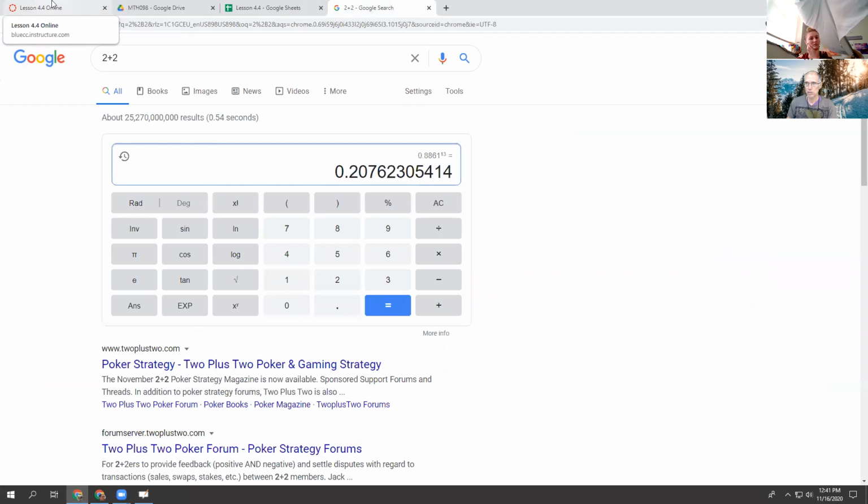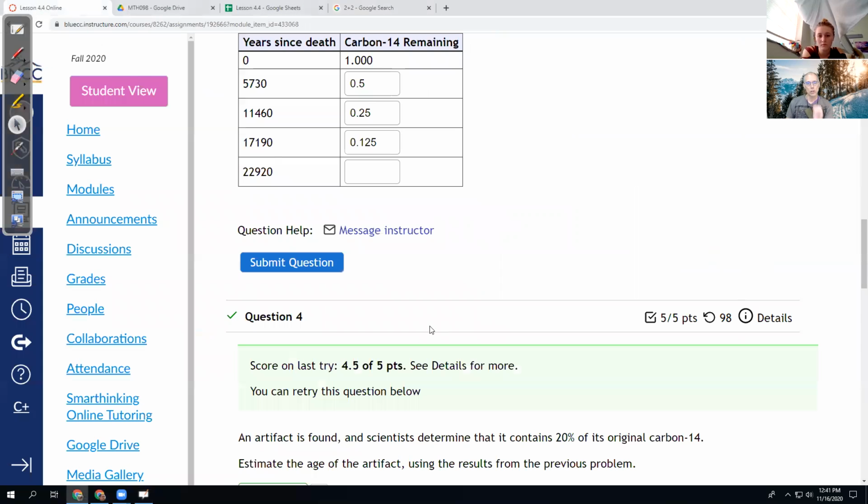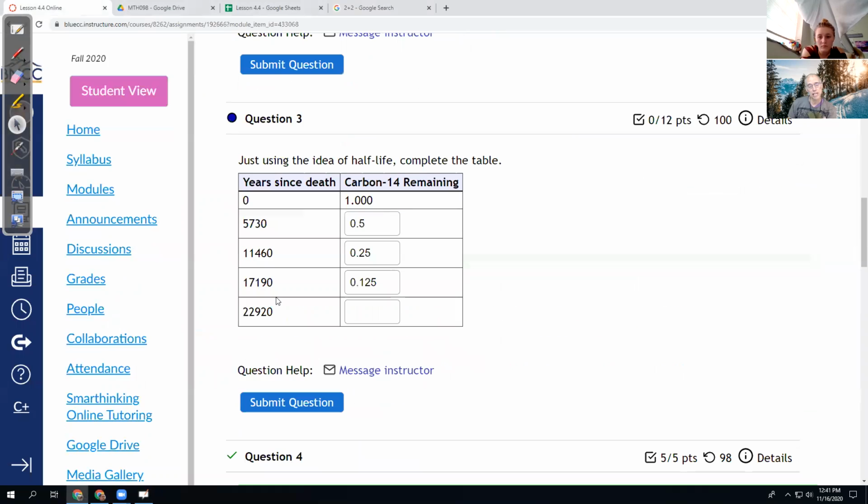Hope that helped a little about how I made my guess. Thank you. You're welcome. All right. So we had to make some kind of guess by looking at this table up here, since 20% was in between these two rows right here.